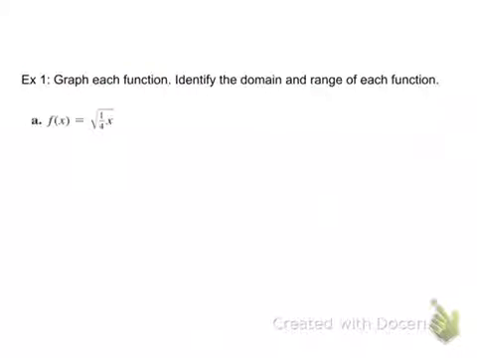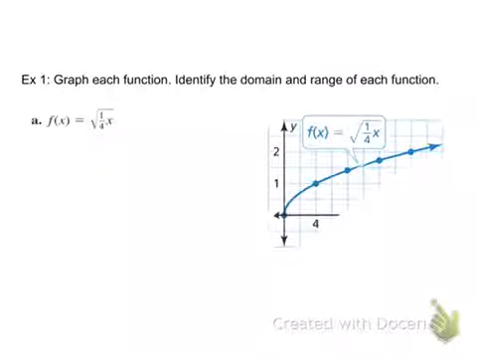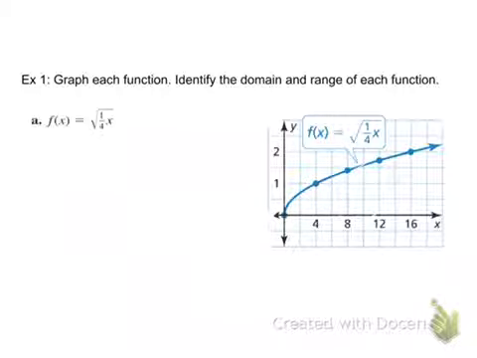So, let's look at example 1. It says graph each function, identify the domain and range of each function. So, first, if we graph f of x equals the square root of 1/4 x, all you're going to do is put that in your calculator and plot points. So if we put that in our calculator and plot some points, we are going to get a graph that looks like this right here.